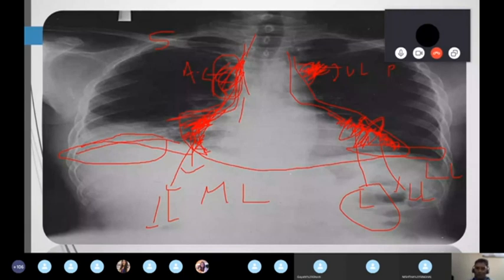Now coming back down, whenever you're not able to see the right atrium border, a convex border, close your eyes and tell involvement of the middle lobe. Whenever you're not able to see the left ventricular border clearly, close your eyes and tell involvement of the lingula.